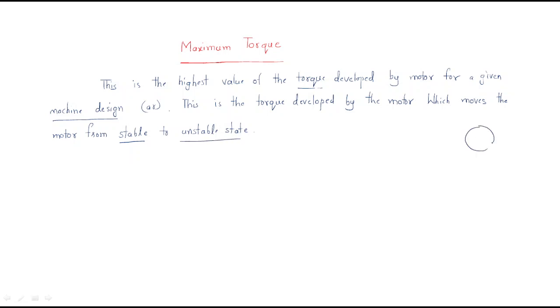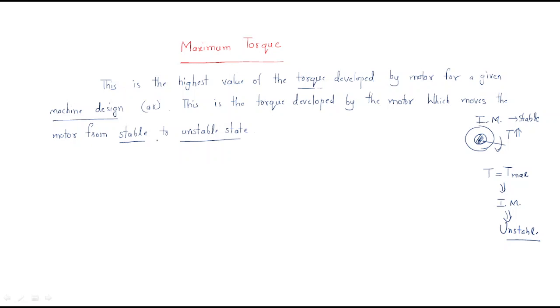So we have the induction motor and the torque. At a particular torque, this is the stable state. But if the torque increases, after a certain torque the induction motor will become unstable. So this is the torque at which the induction motor moves from the stable state to the unstable state. Okay, yes. So to get this, first we will write down the torque equation.